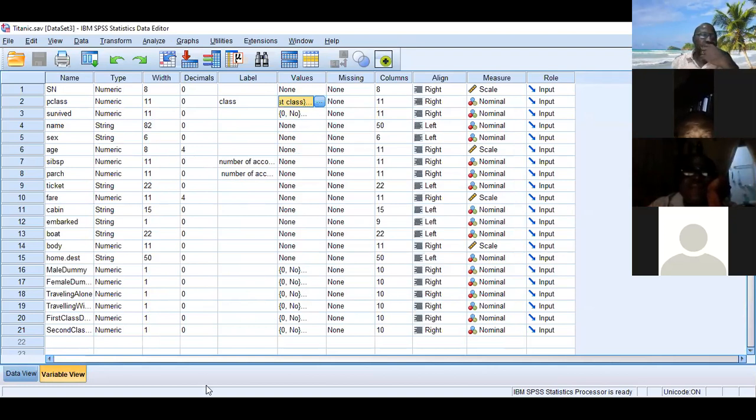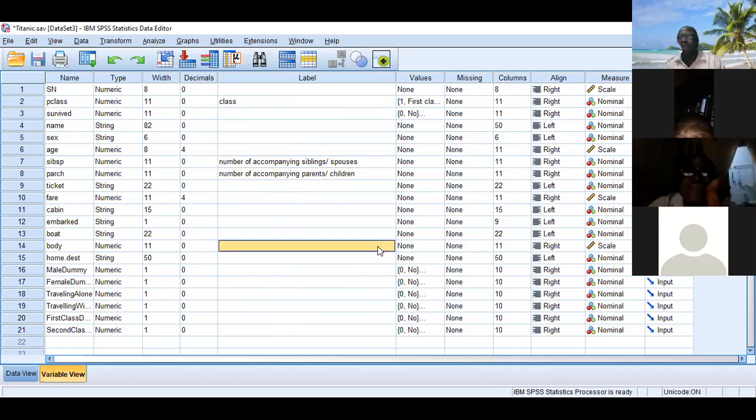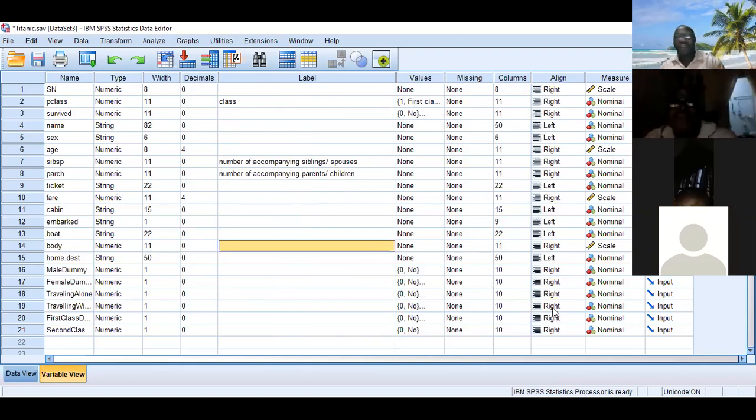Another variable of interest is the number of accompanying siblings and spouses, or the number of accompanying parents or children. People that have some people accompany them, or people that have no one accompany them. We want to look at the factors that may be responsible for determining survival. So for you to have a feel of it, what I first want to do is just run a few of them.